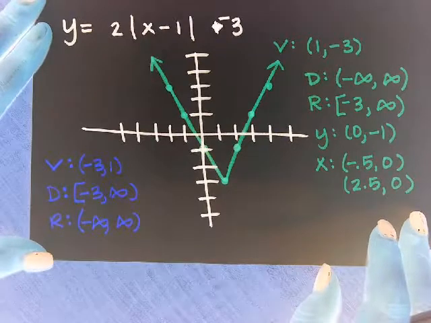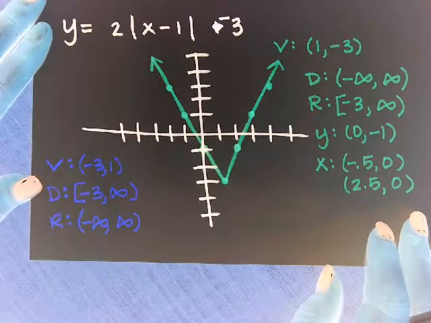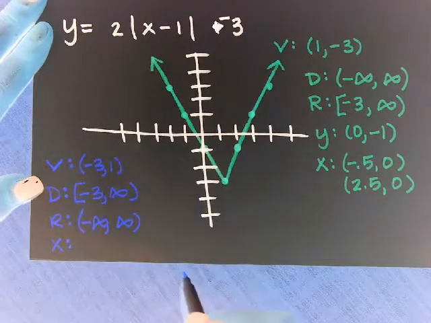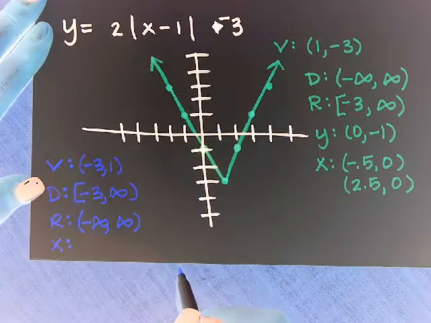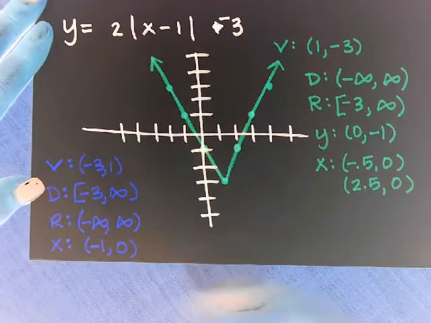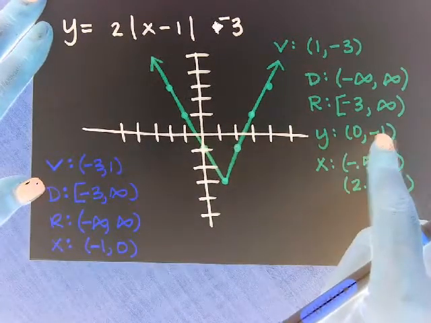How many x-intercepts are there going to be? 1. Okay, what's the x-intercept going to be? 0, negative 1? Negative 1, 0. So we still have to trade the points, right? This is still an x-coordinate and a y-coordinate, so we do have to trade them.